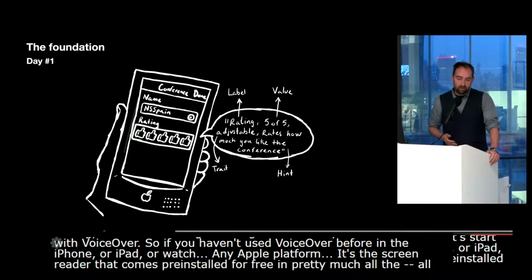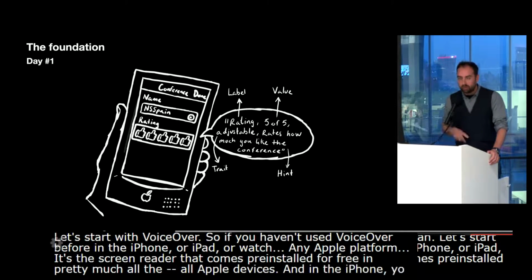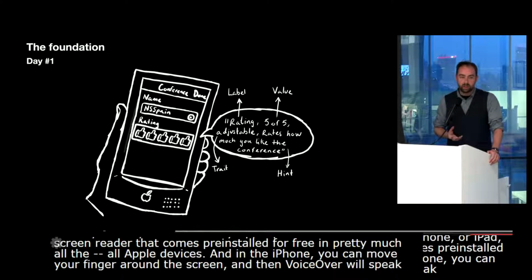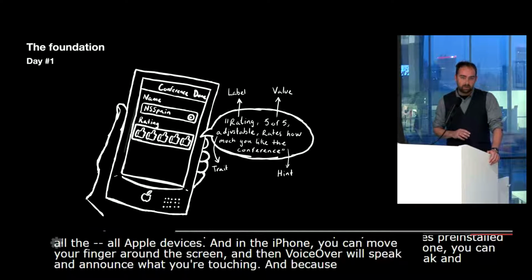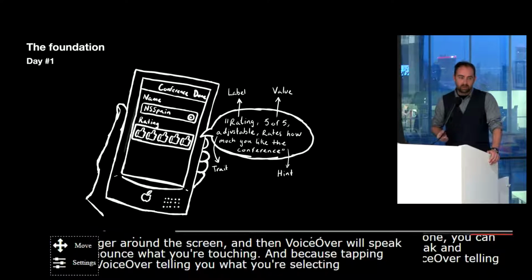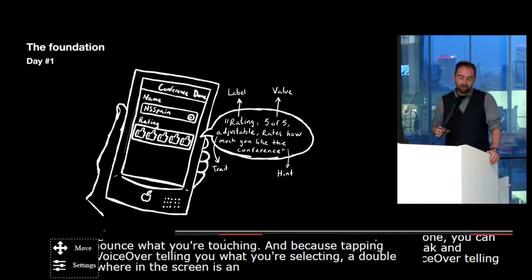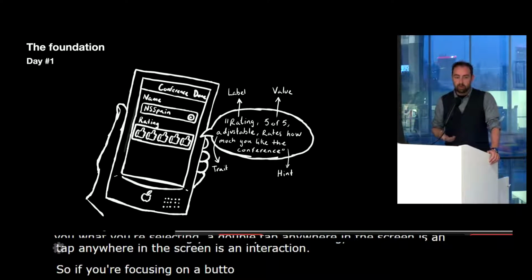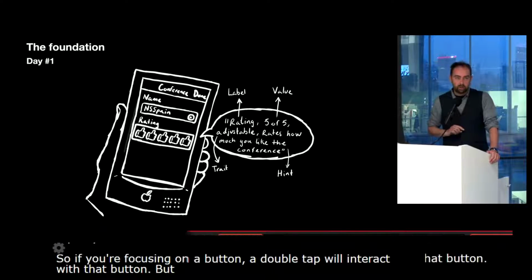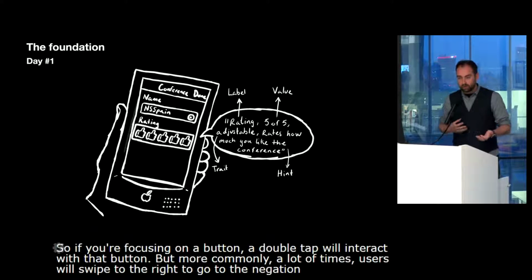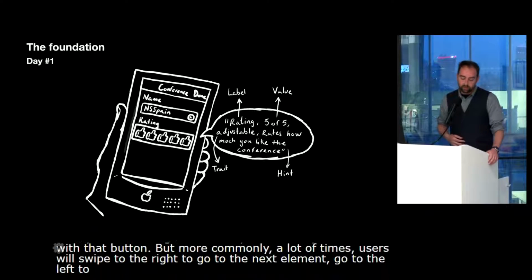And in the iPhone, you can move your finger around the screen, and then VoiceOver will speak and announce what you're touching. And because tapping means VoiceOver telling you what you're selecting, a double tap anywhere in the screen is an interaction. So if you are focusing on a button, a double tap will interact with that button. But more commonly, a lot of times, users will swipe to the right to go to the next element, and then swipe to the left to go to the previous one. And yeah, it's very important to know that there are these two paradigms of navigation with VoiceOver.